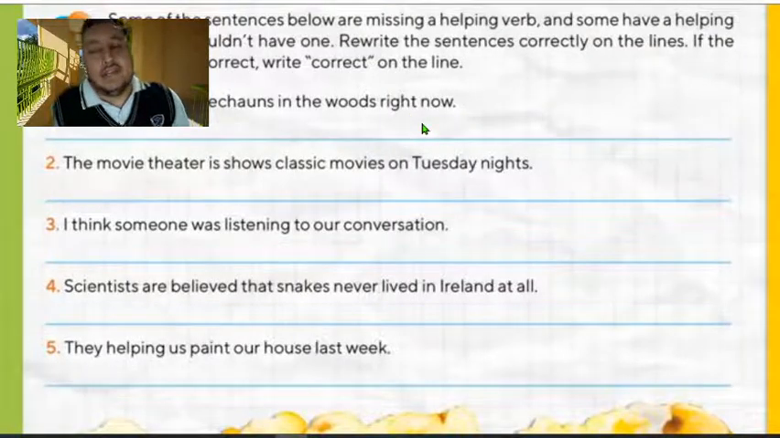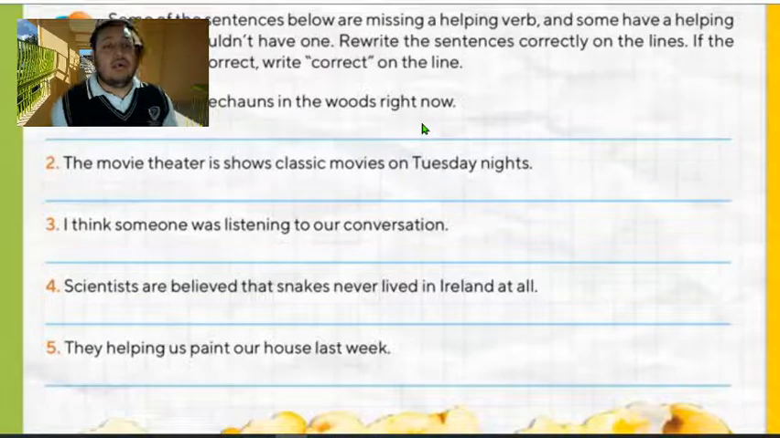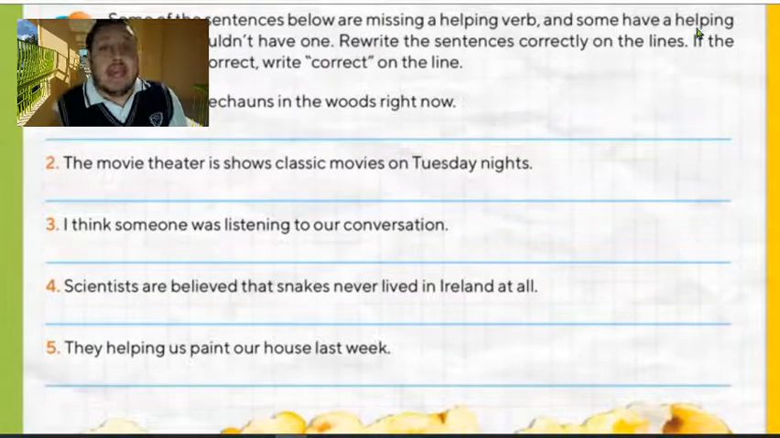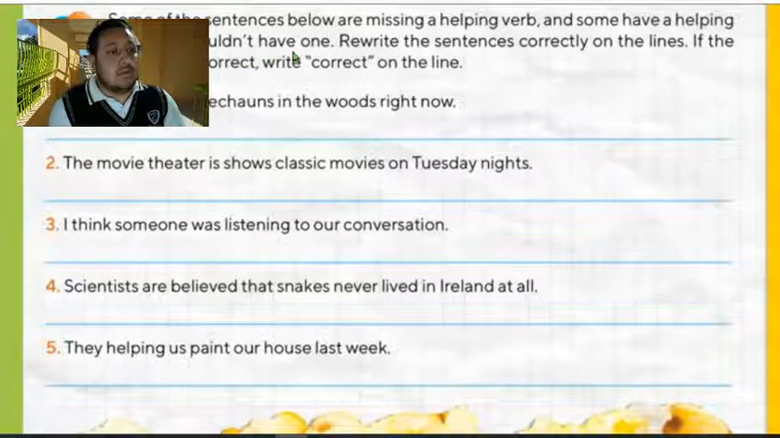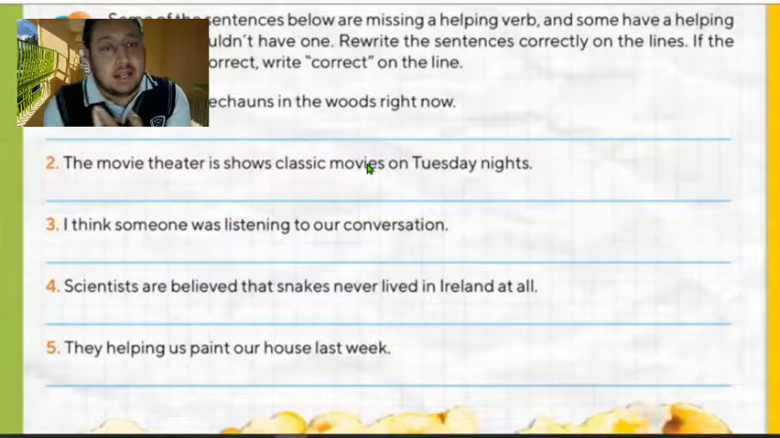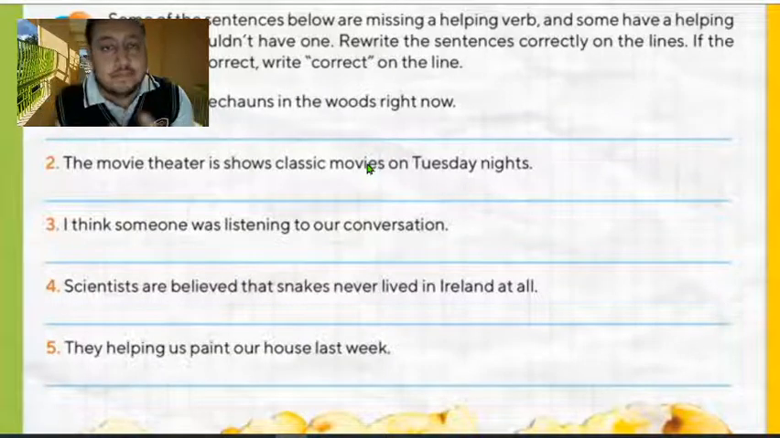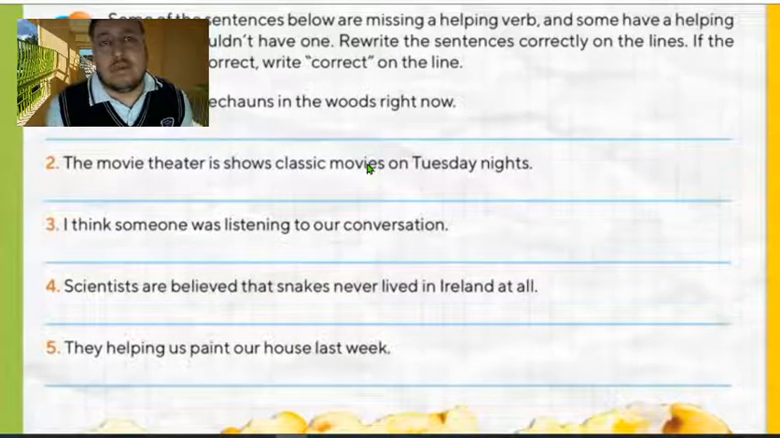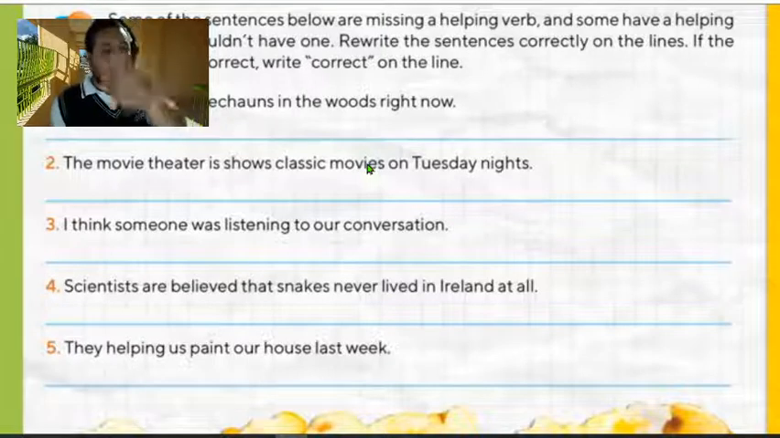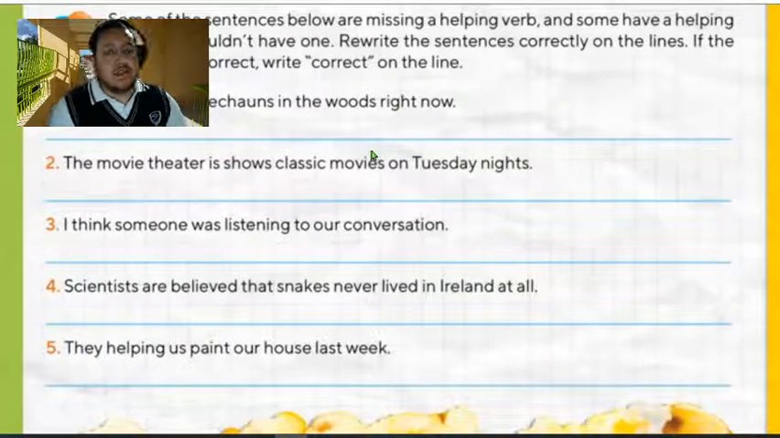And to finish the activity of today, guys, and you are very smart, some of the sentences below are missing a helping verb. And some have a helping verb, but shouldn't have one. Entonces, algunas de las soluciones de aquí, ya sea que les falte el verbo, helping verb, am, is, are, was, were, o puede que lo tengan de sobra, que no lleven. You need to decide. Rewrite the sentences correctly on the lines. If the sentence is correct, write correct on the line.